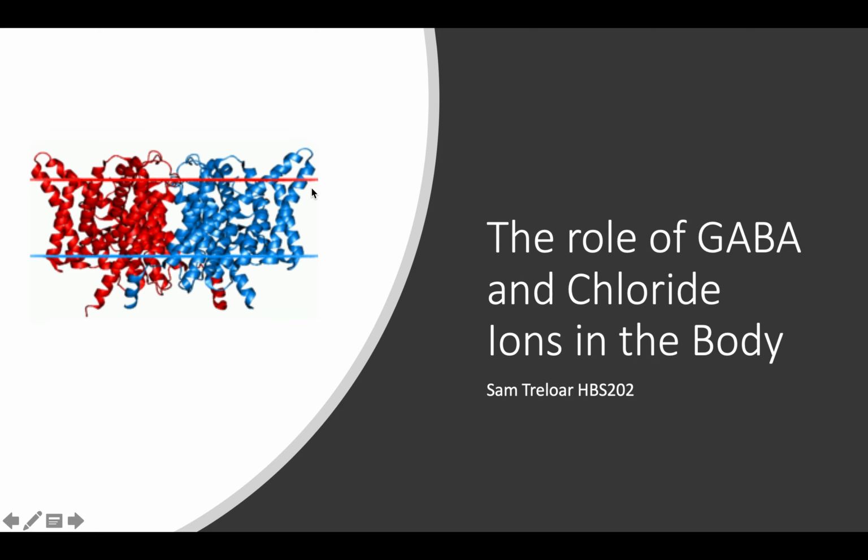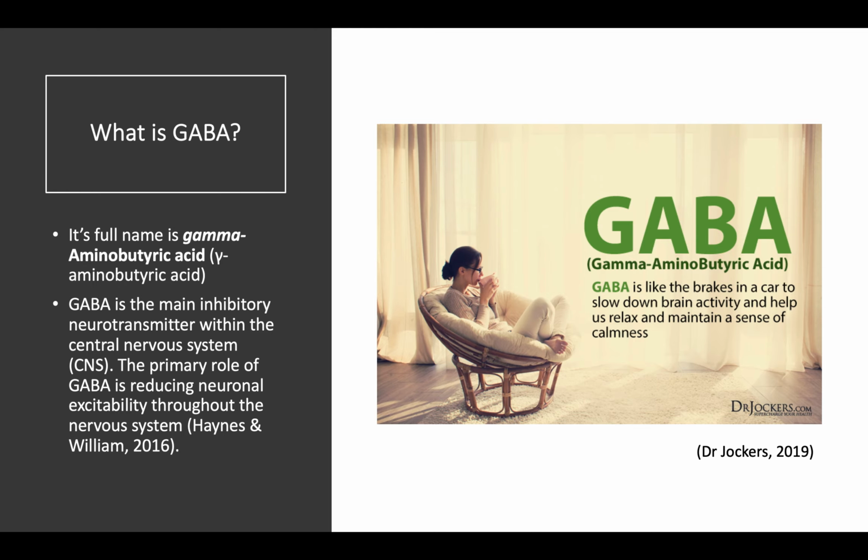This presentation is about the role of GABA and chloride ions on the body. Firstly, let's look at what GABA is. The full name of GABA is gamma-aminobutyric acid. GABA is the main inhibitory neurotransmitter within the central nervous system. The primary role of GABA is reducing neuronal excitability throughout the nervous system.